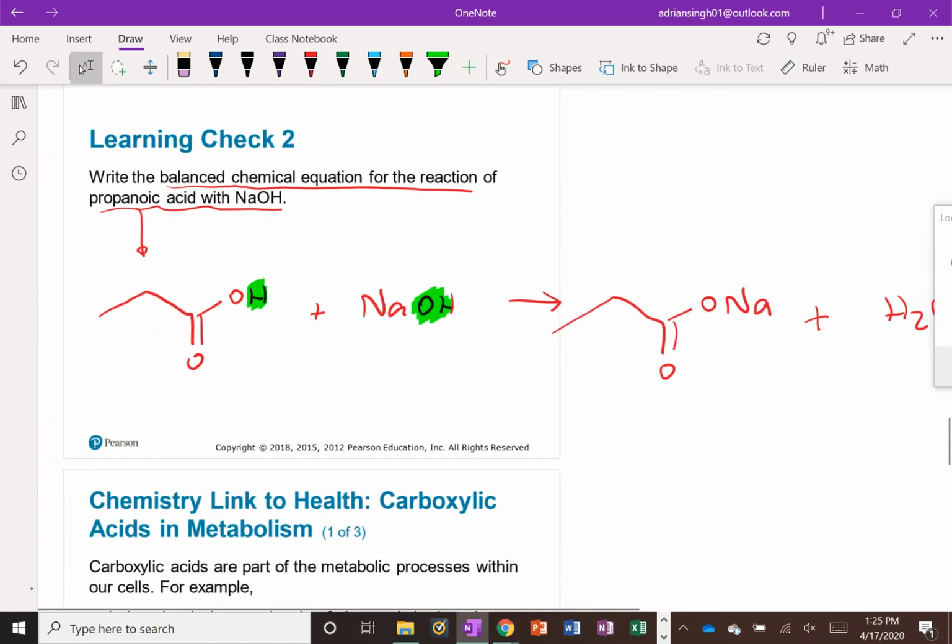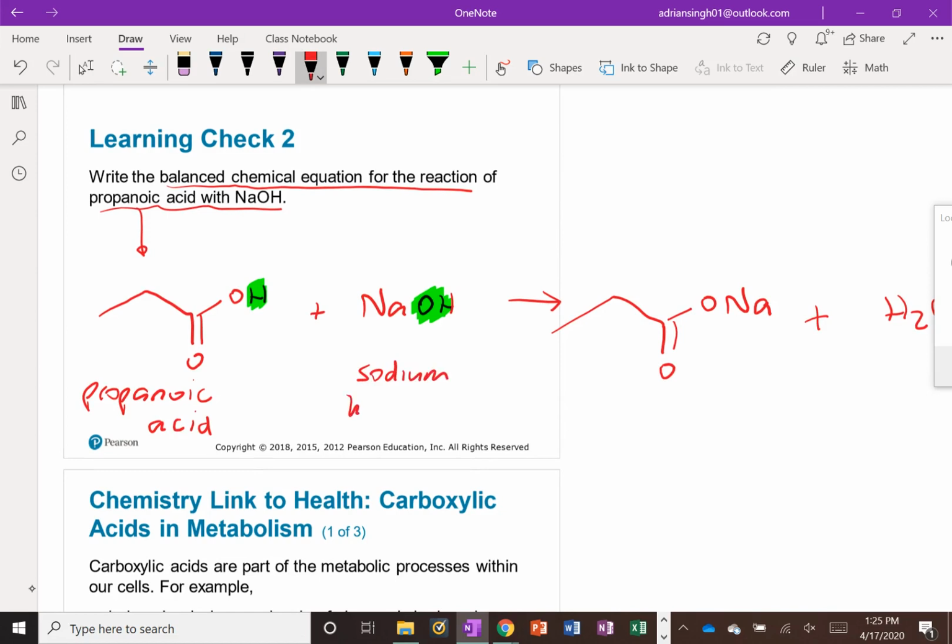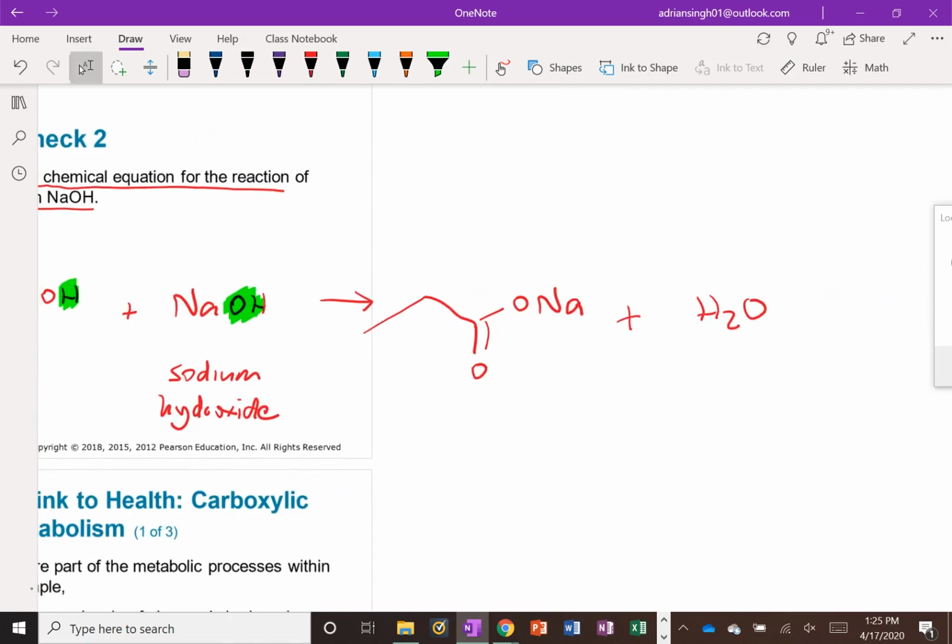So if we were to name these things, we have our propanoic acid, we have our sodium hydroxide, so our product here then ends up being sodium, and then we have the carboxylate, which is sodium propanoate, and then obviously we get water as our other product. Remember here, this is our salt, so you have the sodium ion and the propanoate ion.